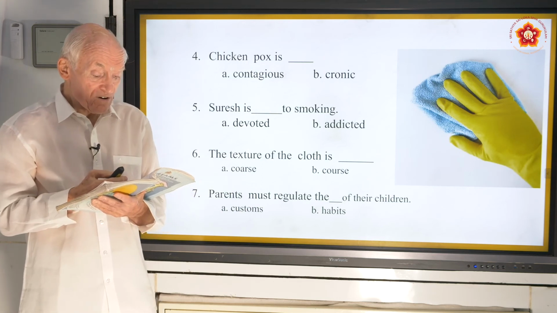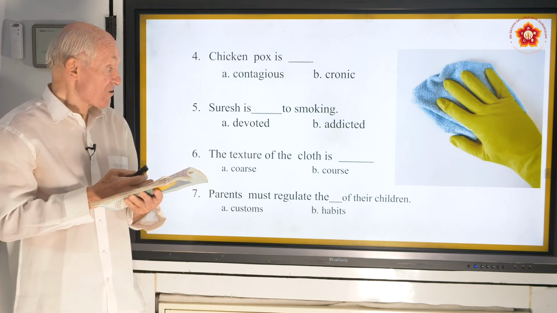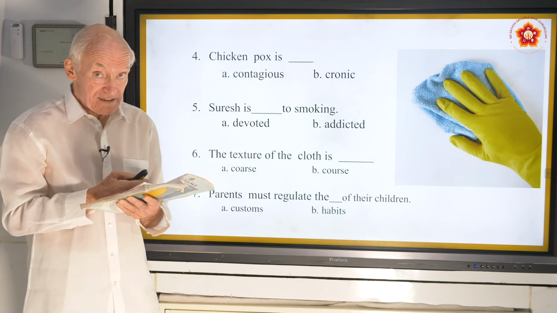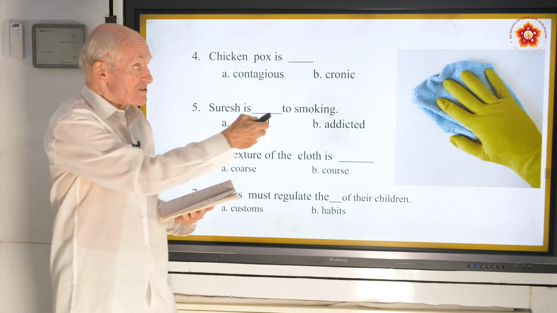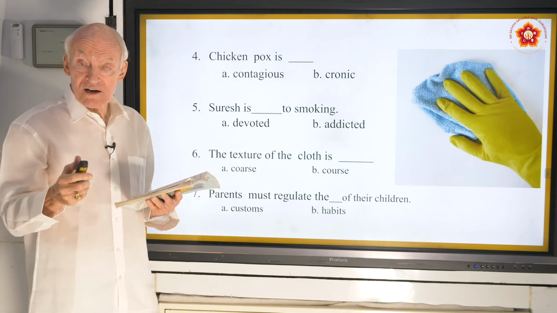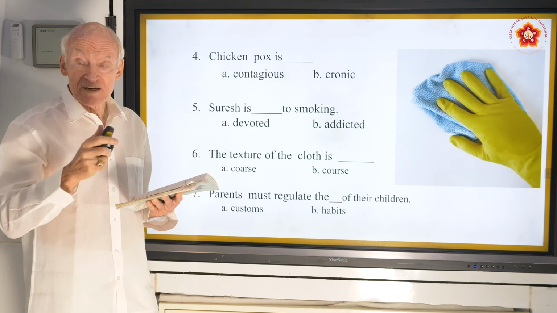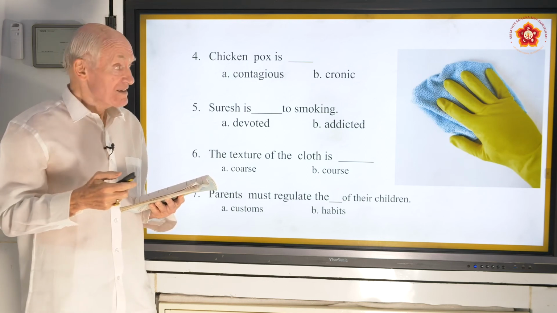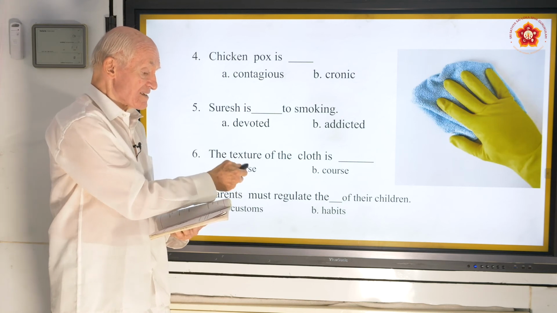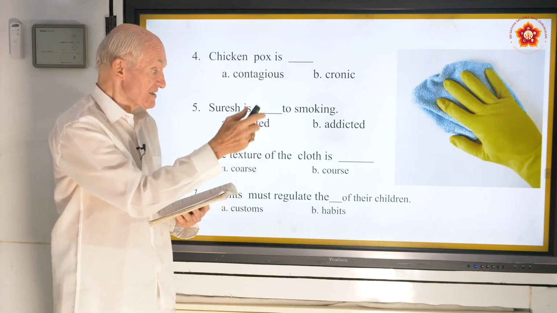The texture of the cloth is coarse or course. They sound alike, but they mean different words. You can see the picture of the cloth here. She's scrubbing a wall, so you need a cloth that is coarse to get the dirt and the spots off the wall. So she uses coarse, C-O-A-R-S-E. Okay, a coarse cloth to clean the wall.